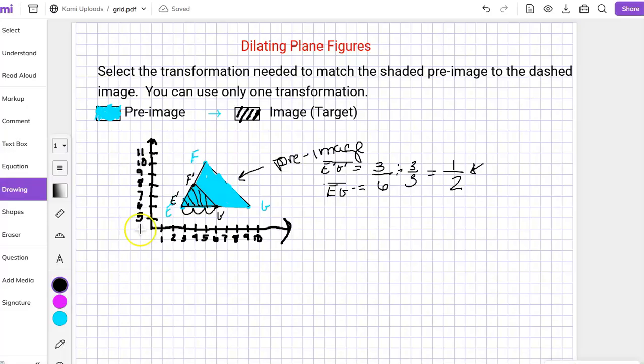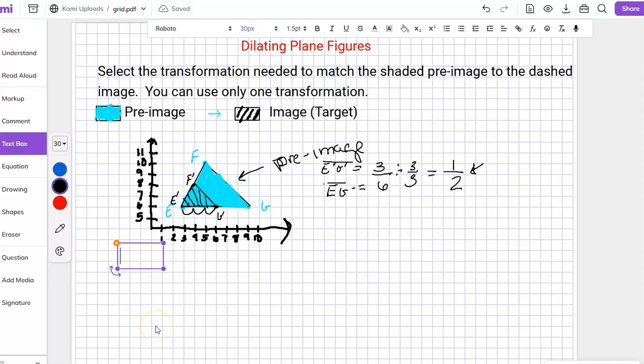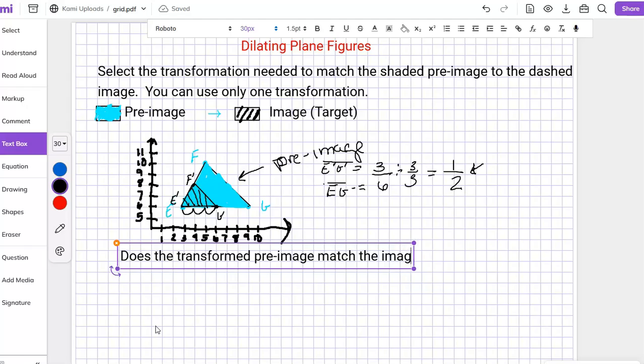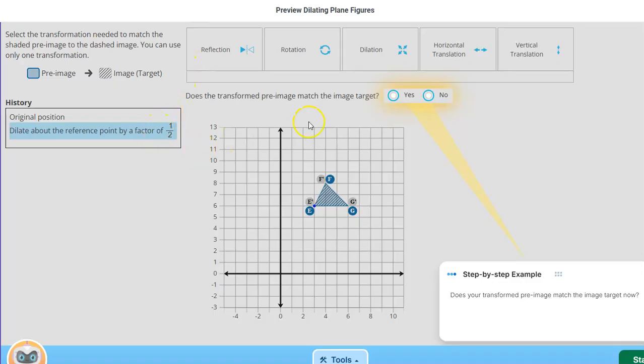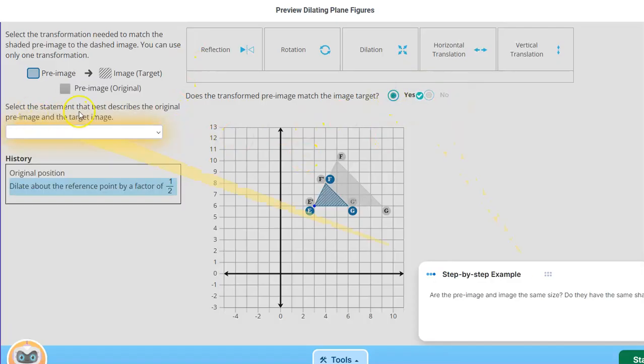So we're going to come over here and we're going to type that, or you're going to write that. I'm going to type it so you can see what I'm writing. So on your paper, put, does the transformed pre-image match the image target? And just like reflections, rotations, and translations, we said yes. Okay, then we're going to look at our next thing. So hit yes. Now it says select the statement that best describes the original pre-image and target image.